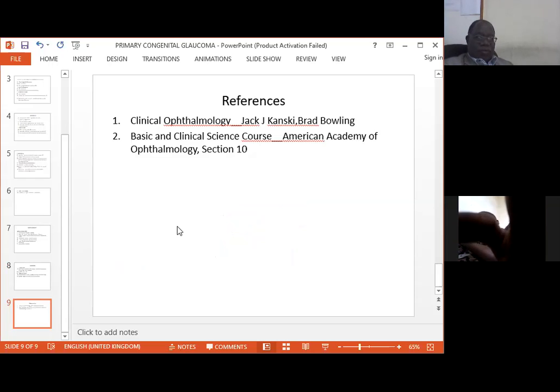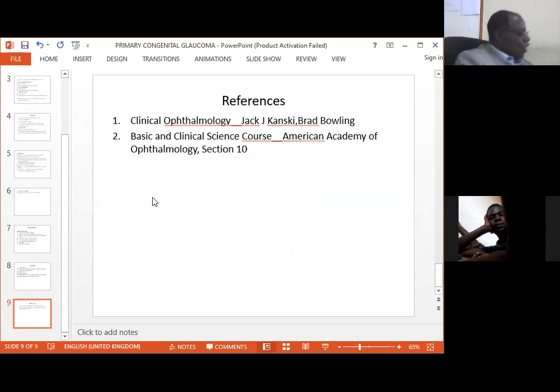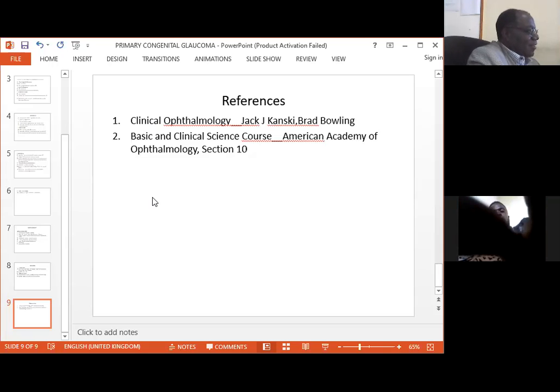Questions, ladies and gentlemen. What is GA on evaluation? GA, general anesthesia. Anesthesia can be local eye drops, can be local injection, or GA. When they say under GA, it's general anesthesia. The patient is completely asleep.